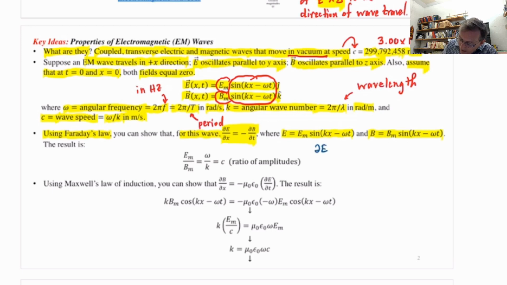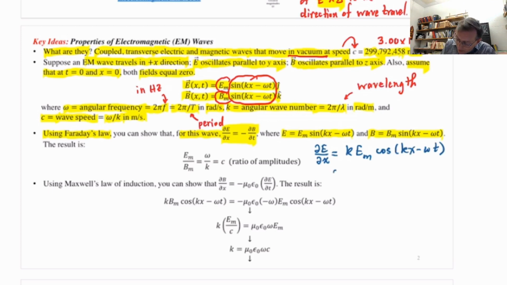What is the partial of E with respect to x? That means take the derivative of the function E with respect to x and treat t as a constant. Got to use the chain rule because I've got sine of blob, where blob is kx minus omega t. I'm going to take the derivative of sine blob, I get cosine blob times the derivative of the blob. Again, the blob is kx minus omega t. The derivative of that with respect to x is just k. So what we get is k times E max times cosine blob, cosine of kx minus omega t.